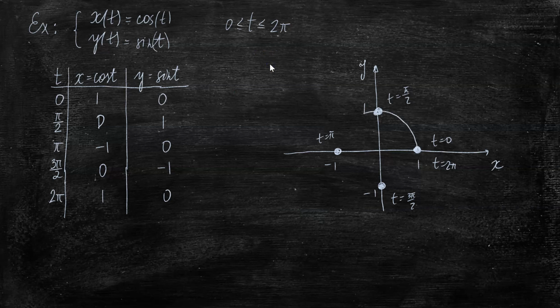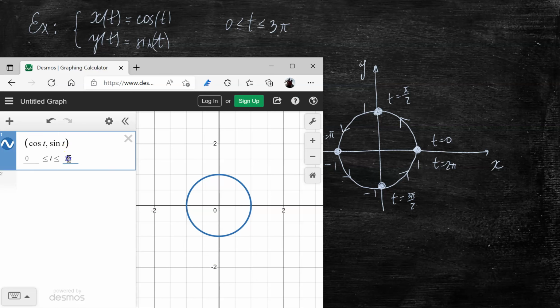So let's finish the sketch. Remember, Desmos isn't going to show us the direction, but direction is determined by the values of t. So we're clearly moving in this counterclockwise direction. So we sketched this graph. What I want to point out here is that if we change the domain from 2 pi to 3 pi, we are going to get what seems like the same curve, but it's not the same curve. And Desmos fails to recognize that.